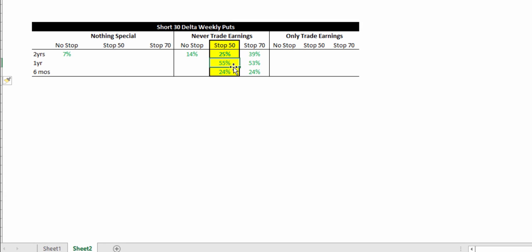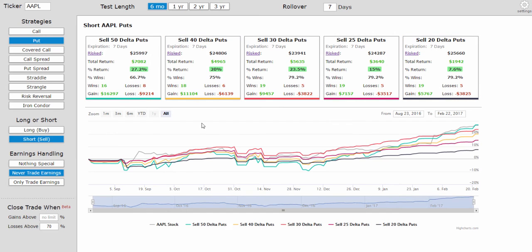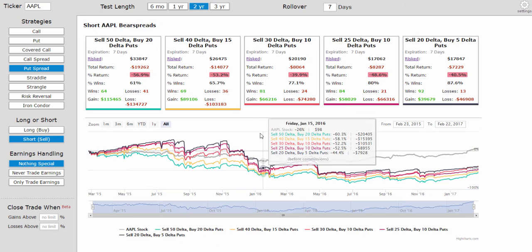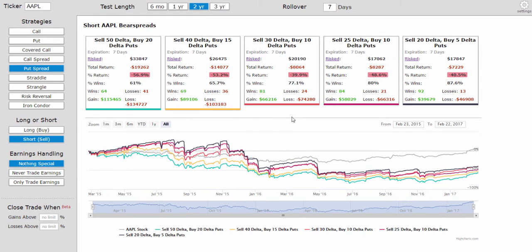What I do know is that in the past, both with calls and with puts, if I'm skipping earnings and I'm putting in a stop, it's doing better than trading earnings or not putting on a stop. Now, the last thing we'll do is take a look at selling put spreads. To be consistent with what I was looking at with the short puts, I'm going to look at the 30-10 delta put spread. This is actually one of my favorite back tests of them all.